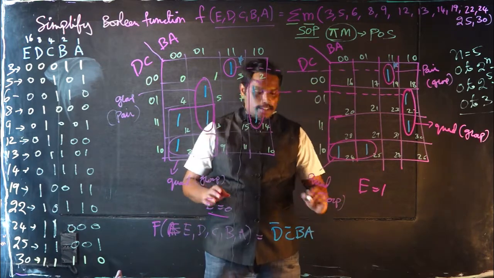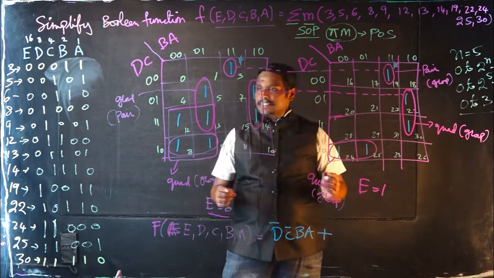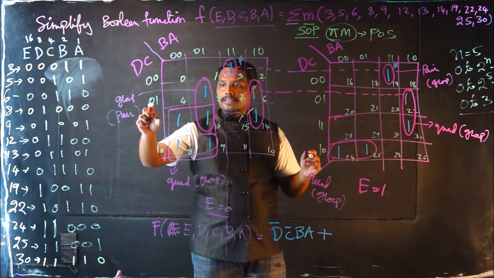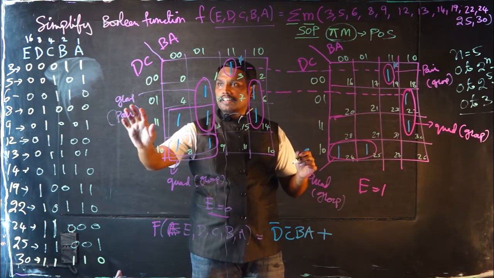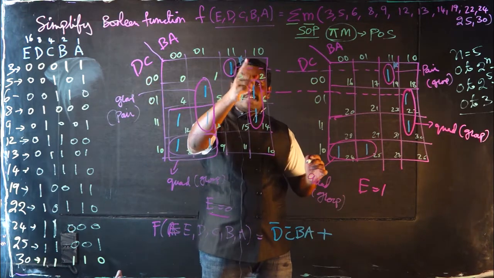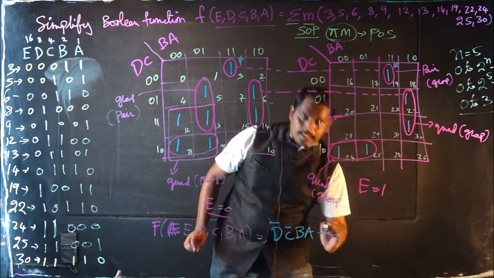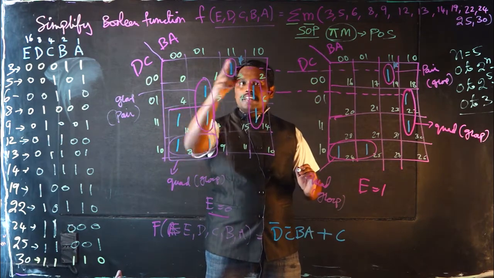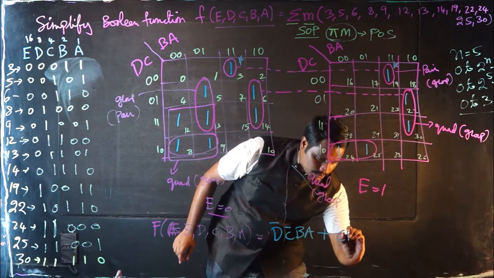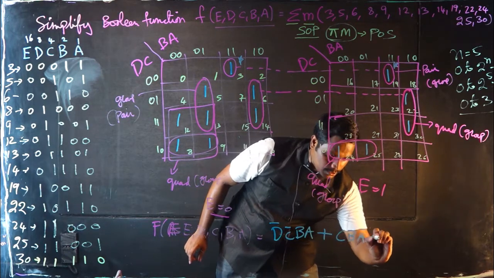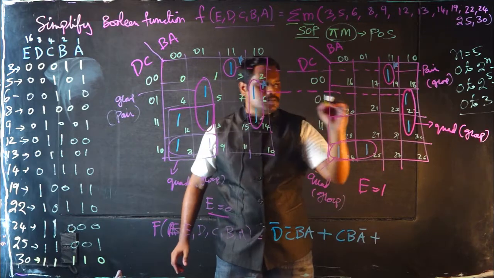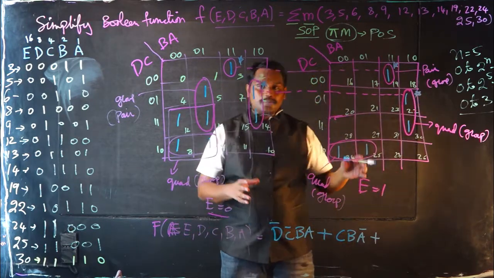So here you can have the expression in such a way that it is a quad, right? So for that quad, we'll see what are the terms that are common in nature. So C is common, and from here it is C, and then it is B A bar. So C B A bar. So this is the expression that I have generated for this particular group of ones which are quad.